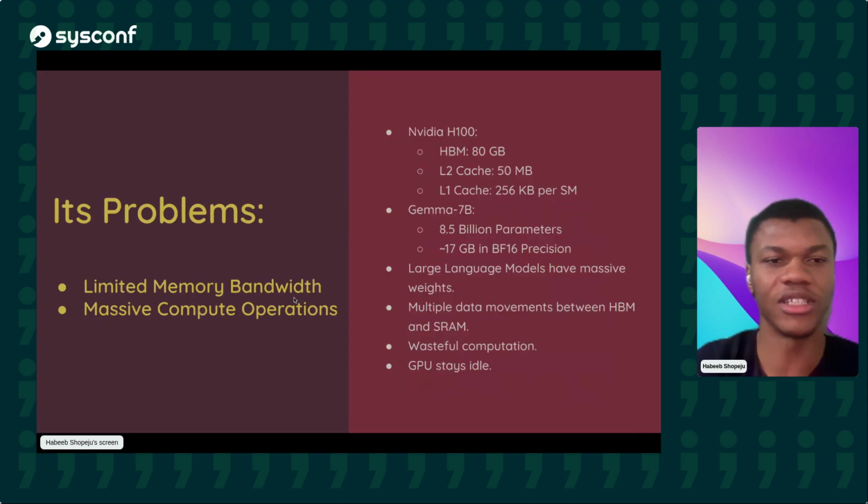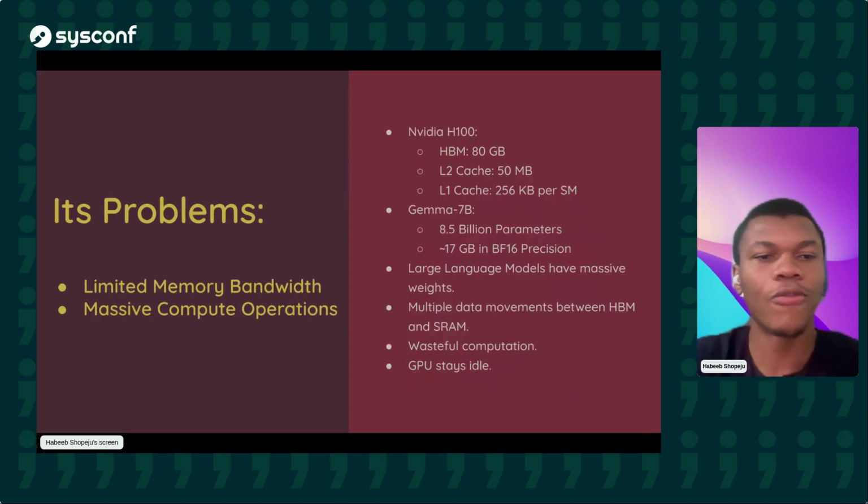But it's problematic in many ways. It comes down to two things. First, limited memory bandwidth, while the second is massive compute operations. What do I mean by this? Imagine you have an NVIDIA H100 where the high bandwidth memory, HBM, is about 80 gigabytes, and SRAM, which includes the L2 cache and L1 cache, is about 50 megabytes and 256 kilobytes. But then imagine you have a model, the Gemma 7B. Gemma 7B is probably not going to be considered a large model today, given the kind of models we have in production everywhere. But it's still about 17 gigabytes in BrainFloat 16 precision.